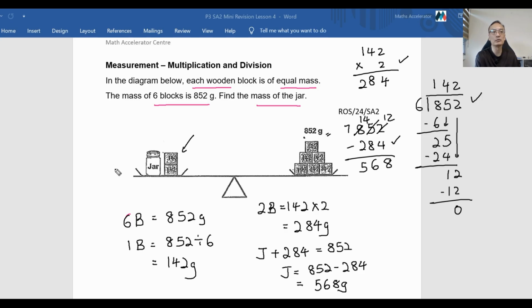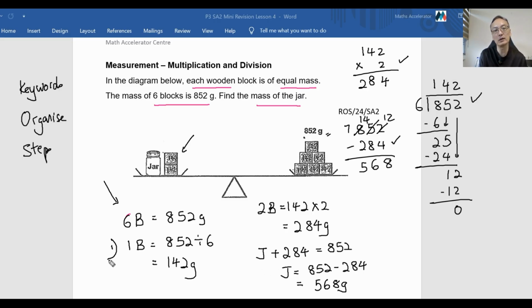Okay, let's recap what did we do. Number 1, we highlight the keywords. Let's write here keywords. Then we organize the keywords over here. And lastly, we carry out the steps. Okay, what are the steps that we cover? Number 1, we did a division. Number 2, we did a multiplication. And number 3, we did a subtraction in order to get the answer.